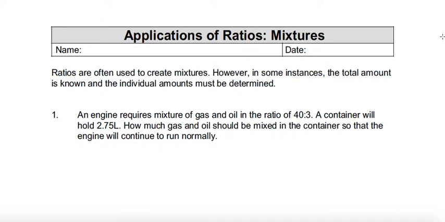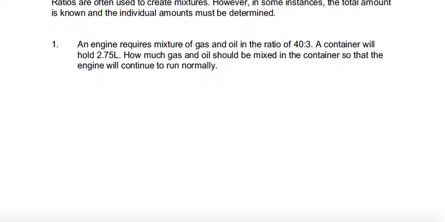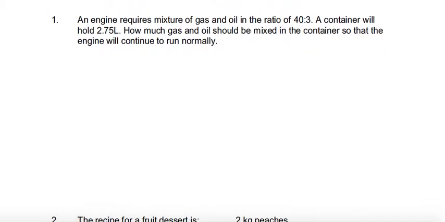An engine requires a mixture of gas and oil in the ratio of 40:3. A container will hold 2.75 liters. How much gas and oil should be mixed in the container so that the engine will continue to run normally? So what we want to do is think about this ratio, 40:3. So this is a total of 43 parts.